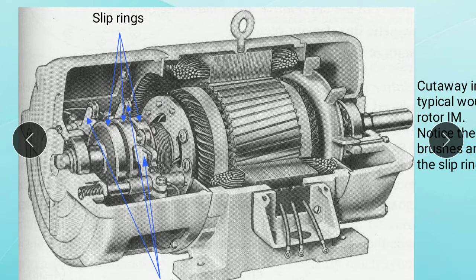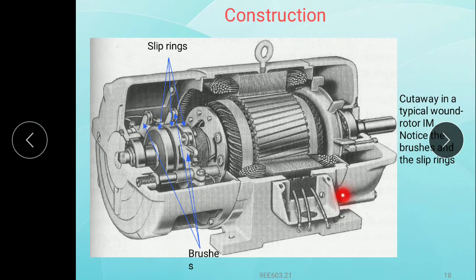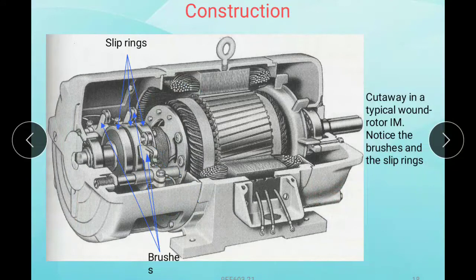Here these are the brushes. This one is a brush, this one is a brush, and this one is a brush. Cutaway view of a typical wound rotor induction motor: notice the brushes and the slip rings.